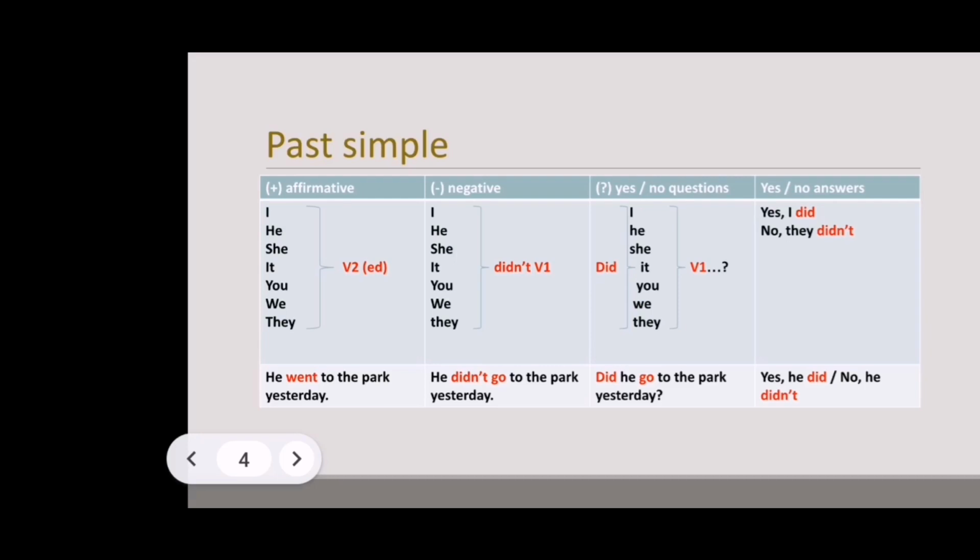For past simple, let's start with the table from the previous video as well. And again, the column yes-no question, so we can see that this type of question starts with did for all nouns and pronouns, then the subject of the sentence, and then the first form of the verb. Again, pay special attention. When we use did, we use the first form of the main verb, not the second. The second form of the main verb is necessary only for the affirmative sentences.